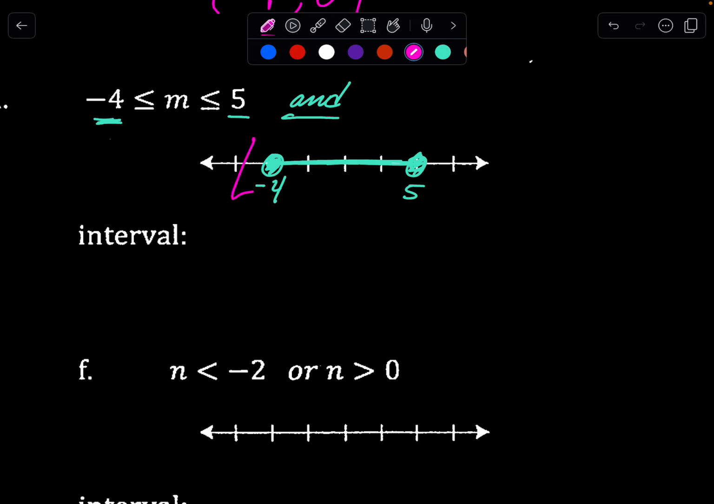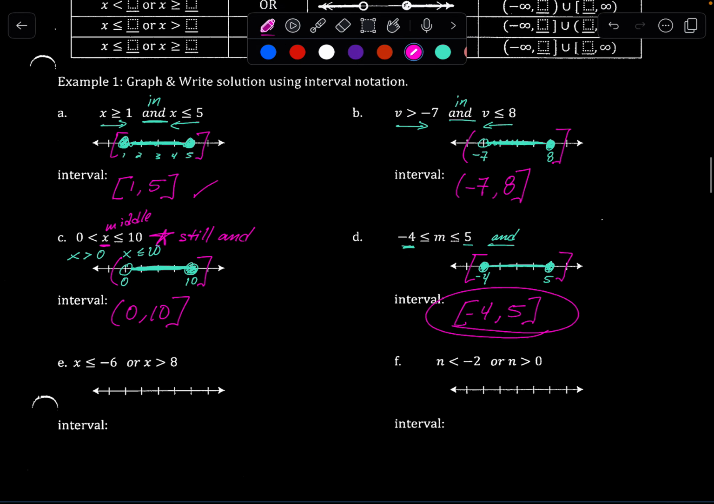Write your inequality, just like that. They're both bracketed because they're both filled circles. So -4, 5 is what you're going to be looking at. Okay.